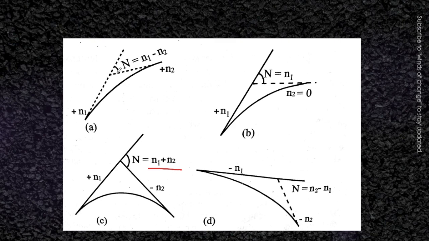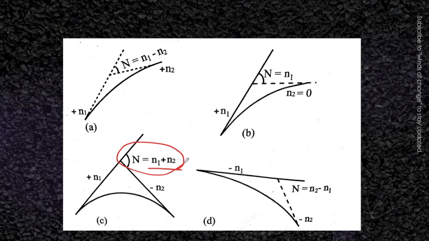Why so? Let's find it out. When an ascending gradient meets an ascending gradient, in that case it will be N1 minus N2, where N1 and N2 are both positive values. In case an ascending gradient meets a level surface, then N equals N1. When a descending gradient meets a descending gradient, it will be N2 minus N1. So which one will be the maximum value here, where both the terms are positive? It will be N1 plus N2. That is the case in which the deviation angle will be maximum.